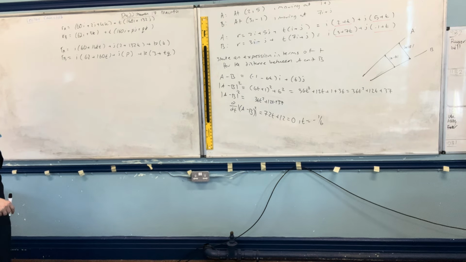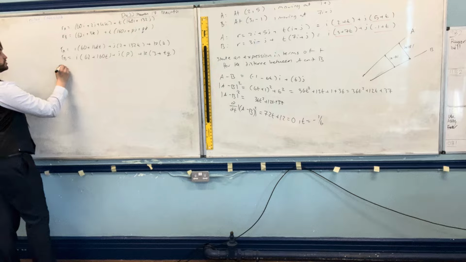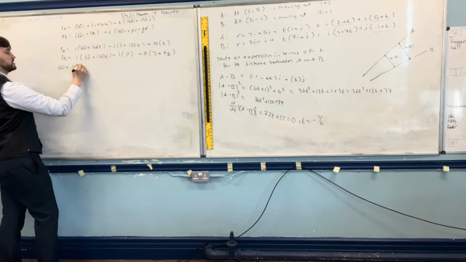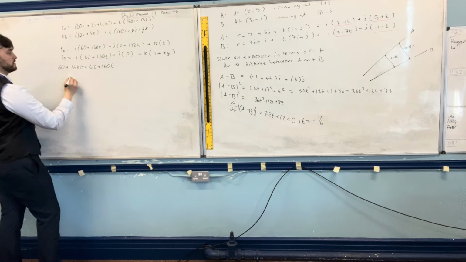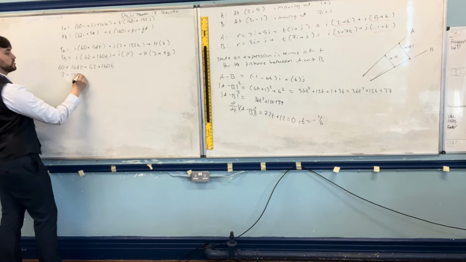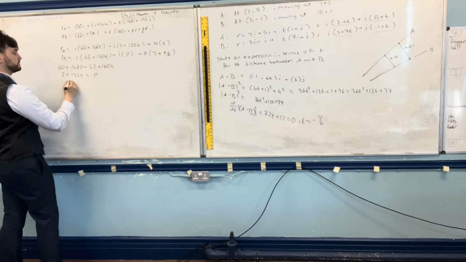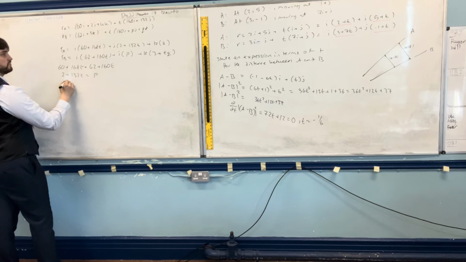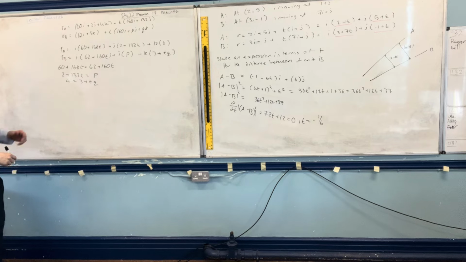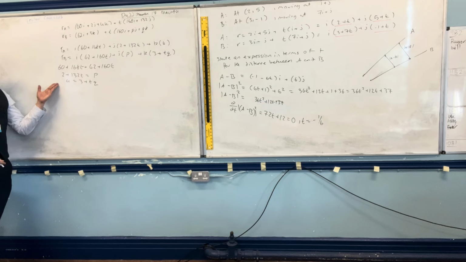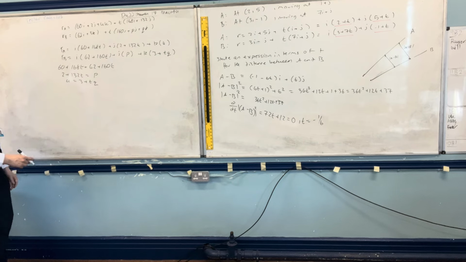Yep, I think that's everything. Right, so the first equation we get is that 60 plus 168T equals 62 plus 160T, and then we get that 2 plus 132T equals P, and then we get that 4 equals 3 plus TQ. Okay, so out of these three equations, which one is very solvable? Yeah, the first one's very solvable.